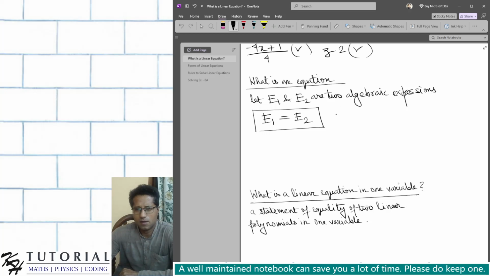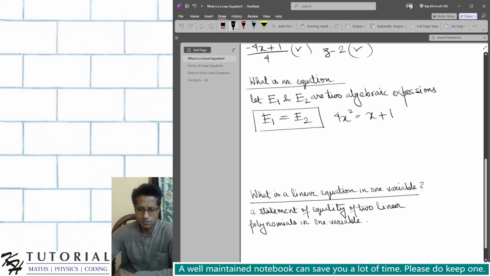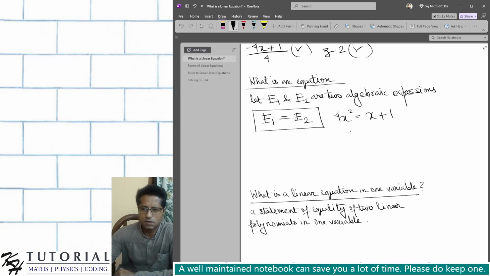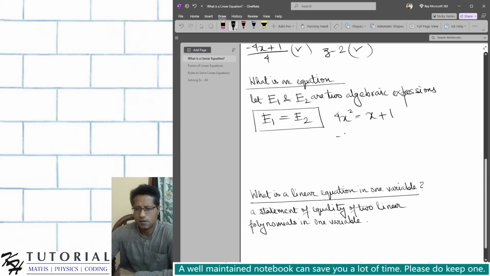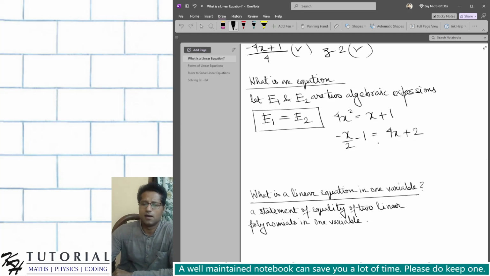So it can be like 4x square equals x plus 1. We can see that 4x square is an algebraic expression, and x plus 1 is also an algebraic expression. So 4x square equals x plus 1 is an equation. Another example can be minus x by 2 minus 1 equals 4x plus 2. This is also an equation, where 4x plus 2 is an algebraic expression, and minus x by 2 minus 1 is also an algebraic expression.